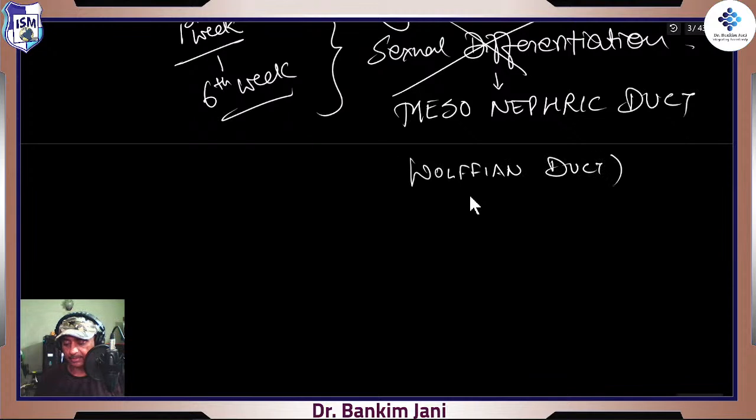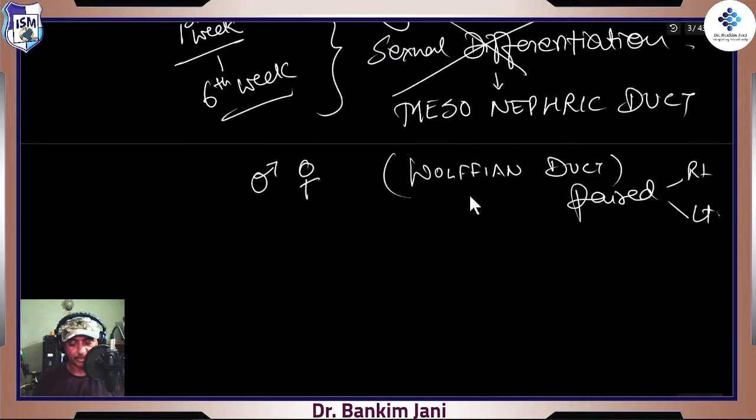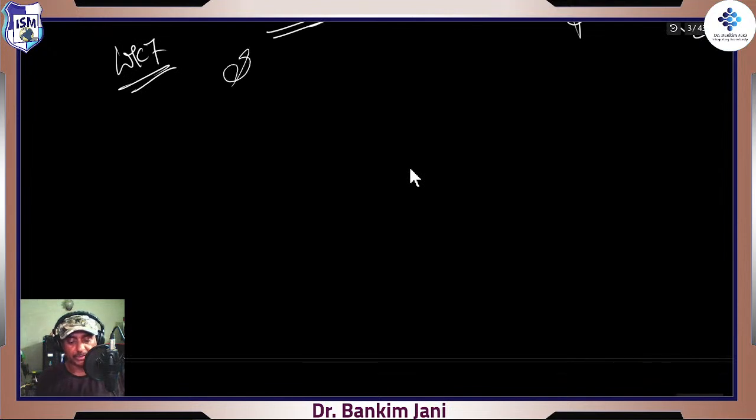Now this duct is a paired structure. That means it is on the right side as well as on the left side. Right and left both. This is present in male as well as female. That's the reason that by 6 weeks, it is not clear whether it is a male or female baby. It is week 6 when things start getting differentiated, so the sexual differentiation starts.